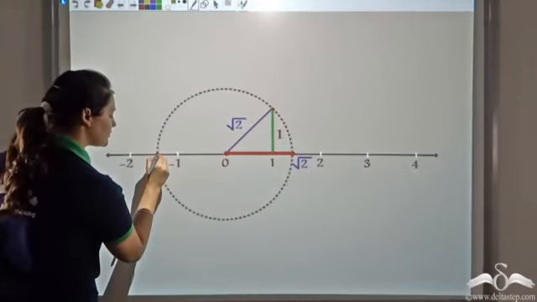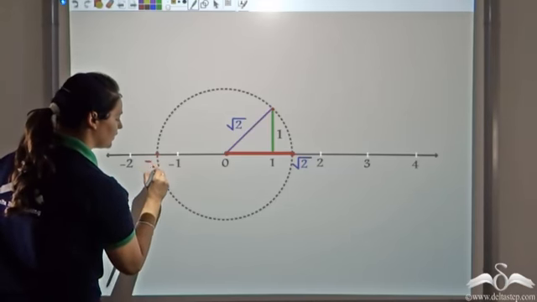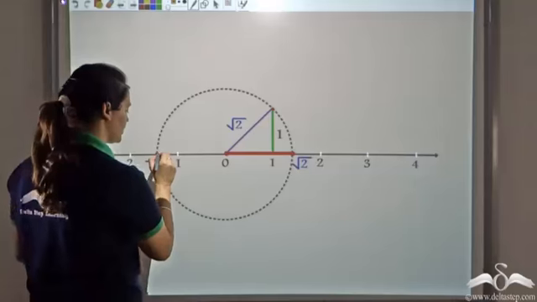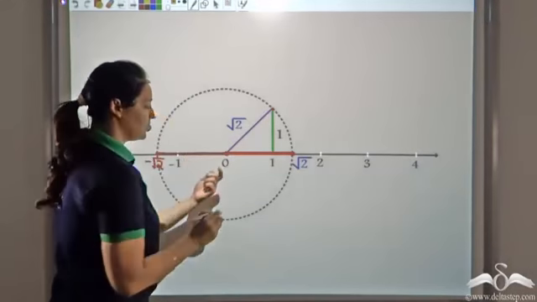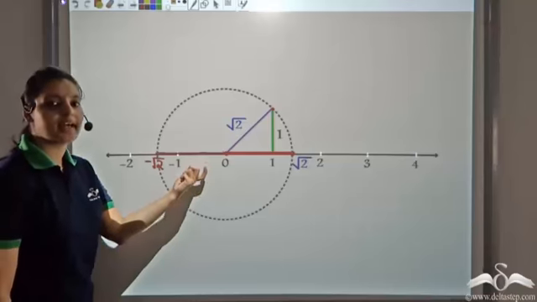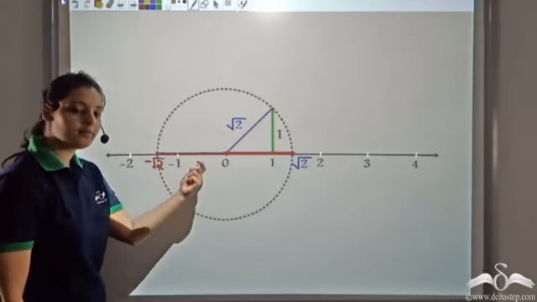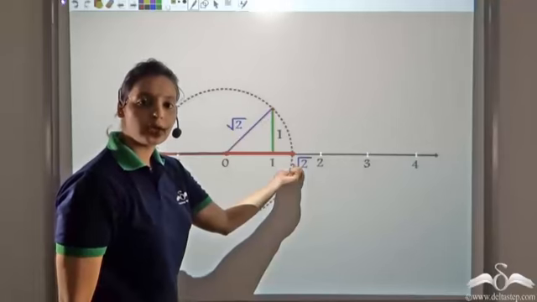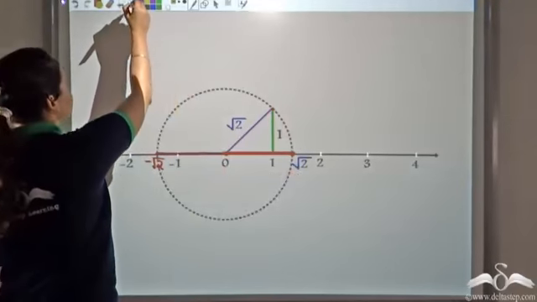Similarly, you can say that this point would be minus under root 2, the negative of under root 2, which is this length. The distance is the same, the length is the same. What changes is just the direction. The magnitude is the same, the direction changes, and you get a negative number. So this is how you can plot under root 2 on the number line.